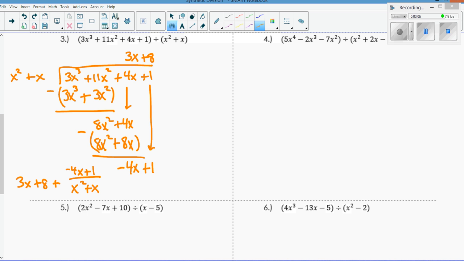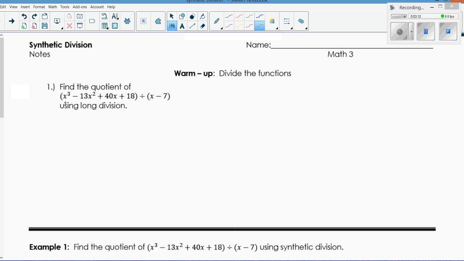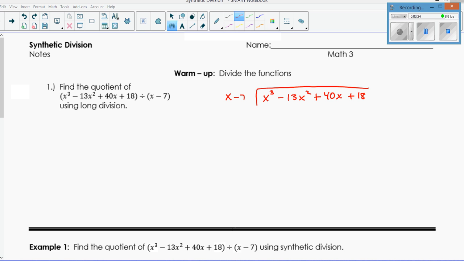Okay? Alright, now that you've seen that, the warm-up is to find the quotient of these two polynomials using long division. So why don't you pause this, try to do that, make sure you can do yesterday's skill before I teach you a new skill. Okay? Pause it, try on your own. Okay, so let's see how you did.